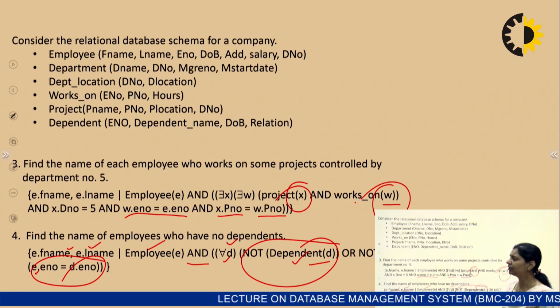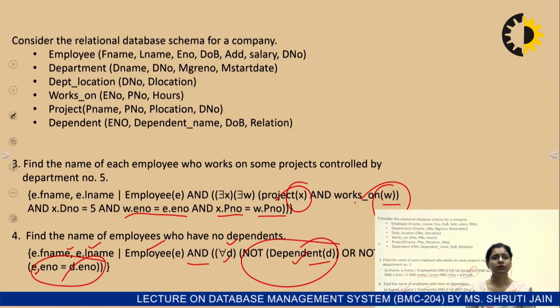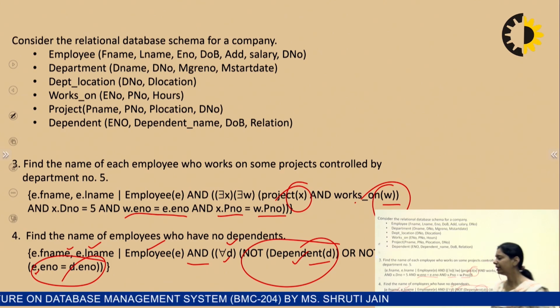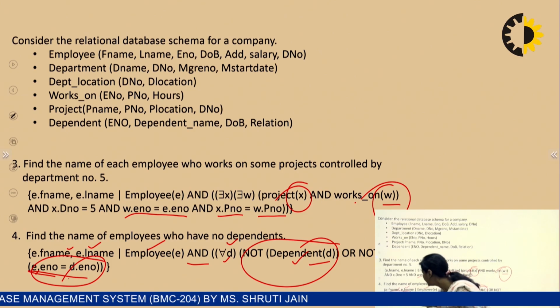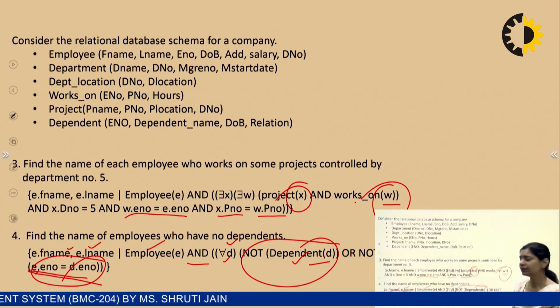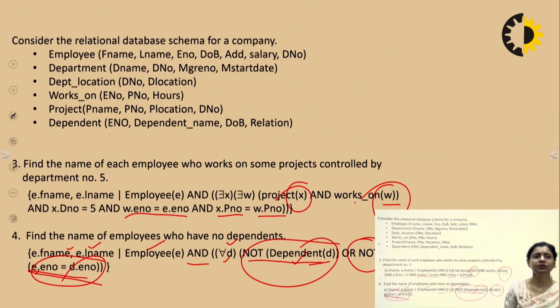There may be some of the employees who do not have any dependents. So all those employees who do not have any dependents will not be lying in this. So those employees will be shown with this not, or we'll be taking the data from all those employees who do not have dependent and exist in the employee table.